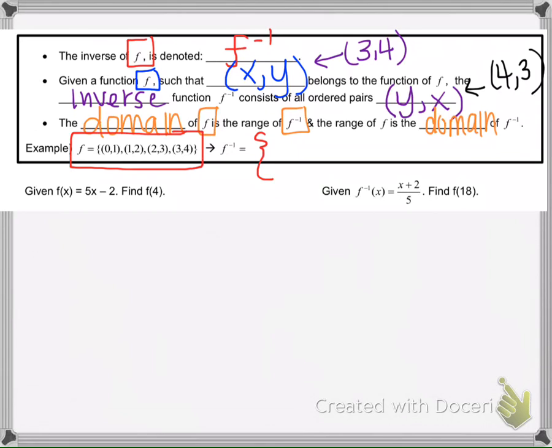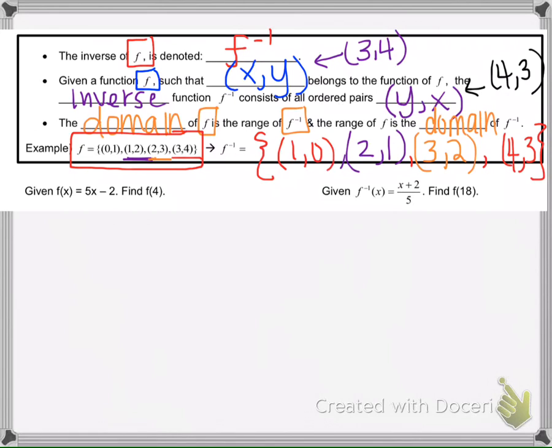The inverse would be if we just flip. So instead of 0, 1, we'd have 1, 0. And instead of 1, 2, we'd have 2, 1. Instead of 2, 3, we'd have 3, 2. So we're just switching all the x's and y's. And instead of 3, 4, we'd have 4, 3. So that's what an inverse function does. It switches its x and y.